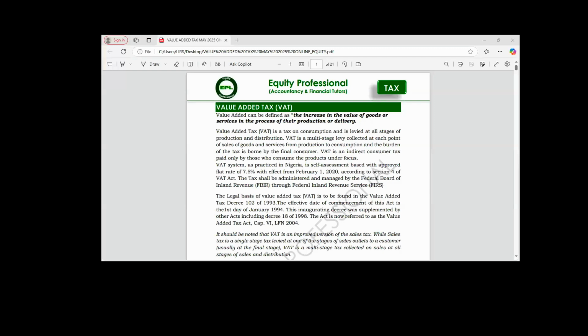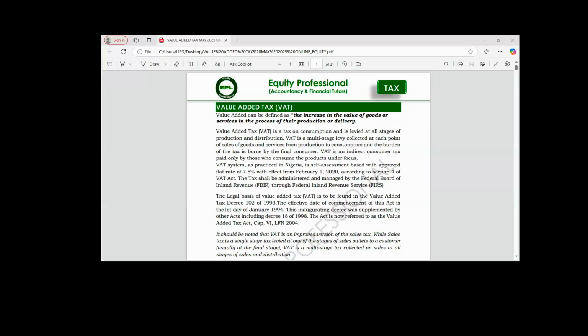So the value-added tax is a replacement of the old sales tax, which was in existence in the olden days. It is governed by the Value-Added Tax Act, Cap V1, LFN 2004. Before now, the rate was 5%. It has now been increased to 7.5% from February 2020.